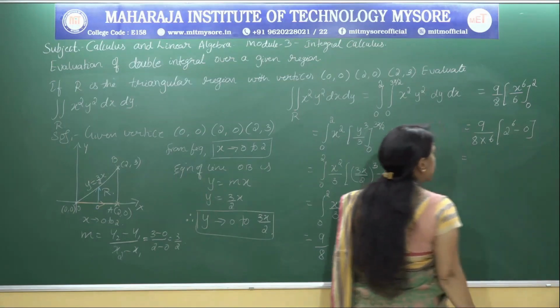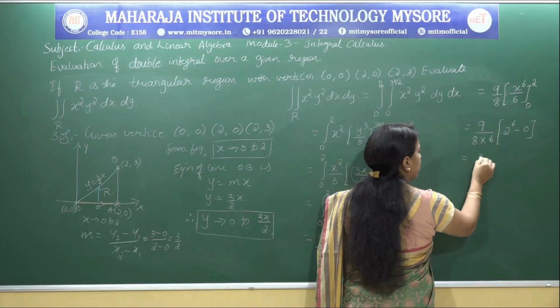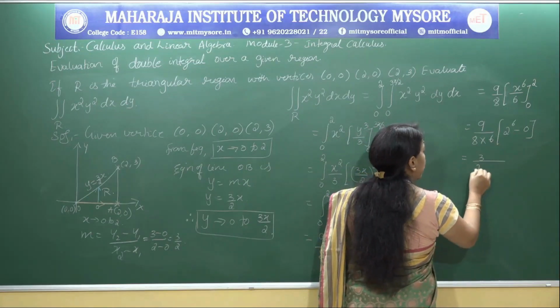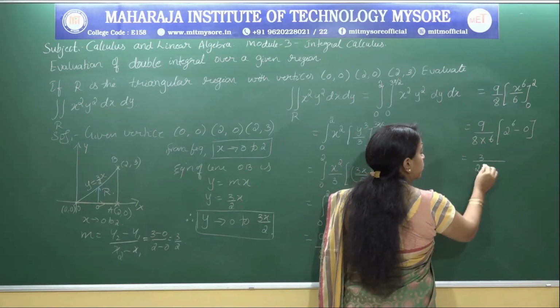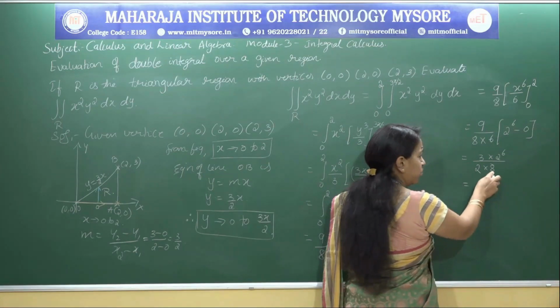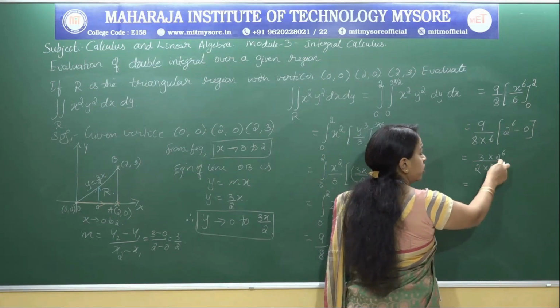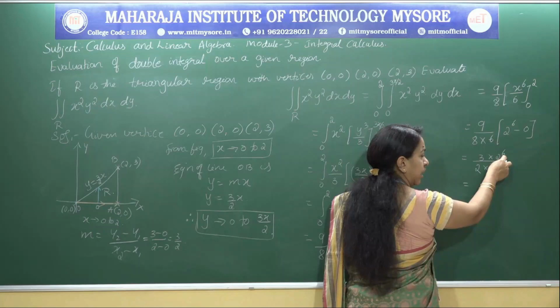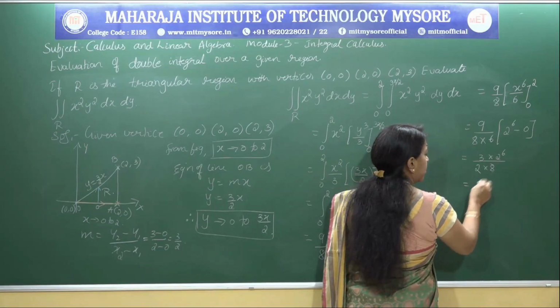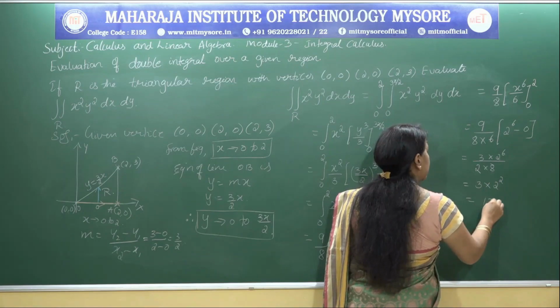If I simplify this, we have 8 in the denominator, 9 by 6 is nothing but 3 by 2, into 8, into 2 to the power of 6. We have 2 power 3, and 8 is nothing but 2 power 3, so 2 power 3 into 2 power 4. I can cancel here the 3 times, so that I am left with 2 square, which is nothing but 12.